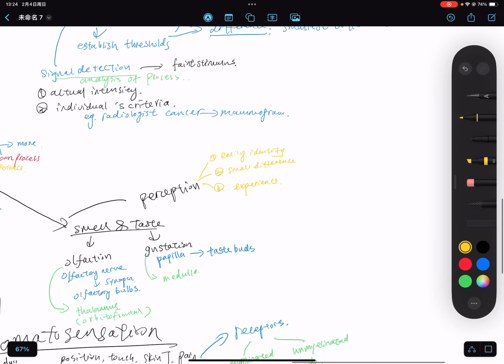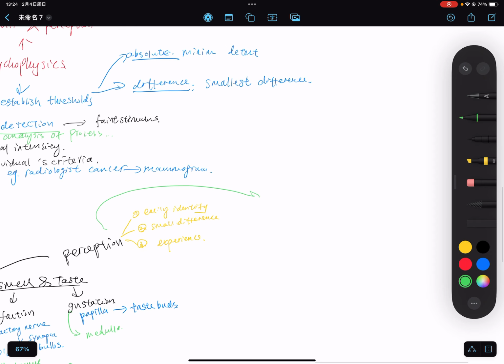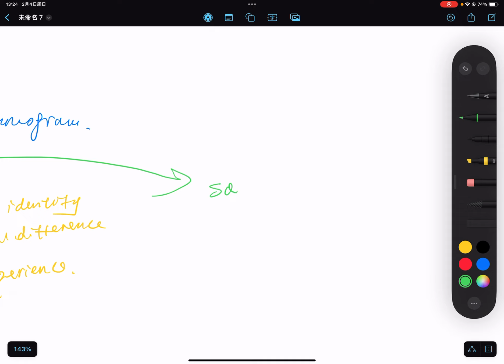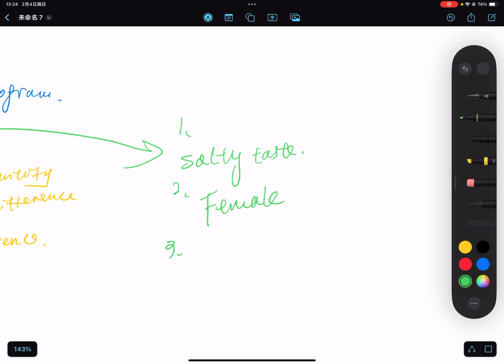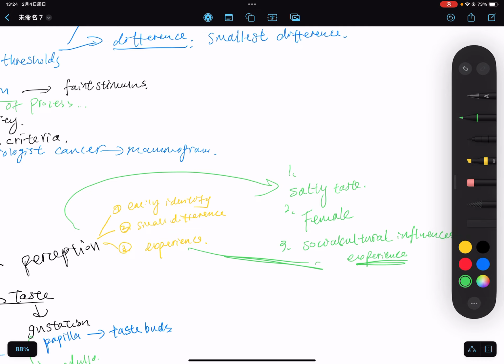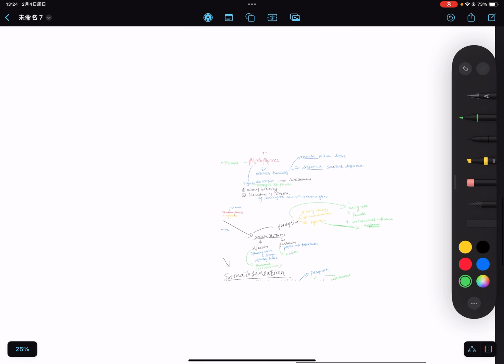So about the other chemical senses, I want to mention first that people are more sensitive to salty taste, and females are more sensitive than males to taste. And third, religious, medicinal, social, and cultural factors influence the chemical senses. So it's really shaped by our experience. Also, this point. Okay, so this is our chapter 3.